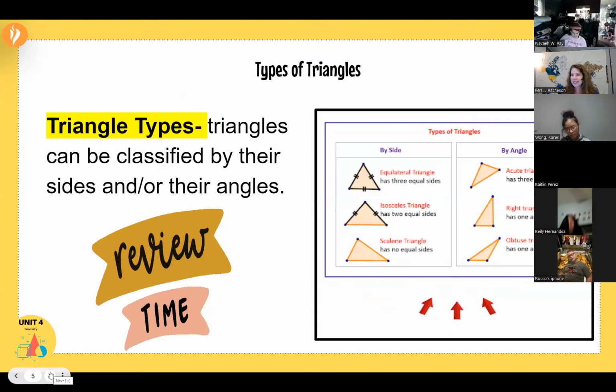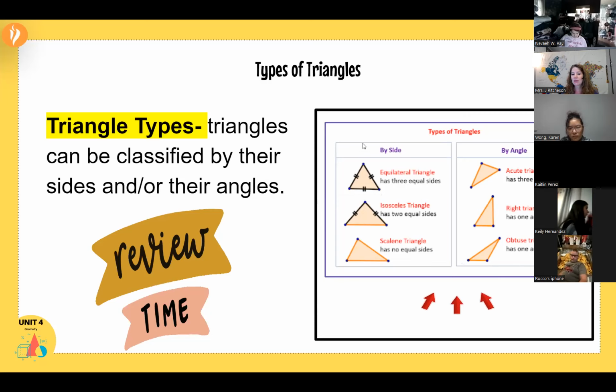All right, so there are different types of triangles. Hopefully you remember all of these, probably from elementary school. Triangles can be classified by either their sides or their angles. If you're talking about the angles, you either have an acute triangle, which means all three angles are less than 90 degrees, or a right triangle, where you have exactly one right angle, or an obtuse triangle, where one of the angles is greater than 90 degrees.